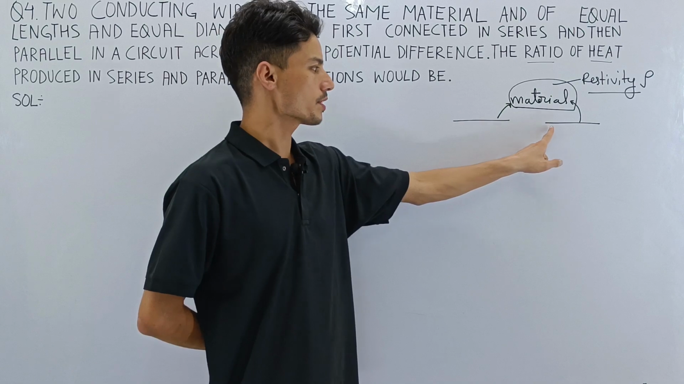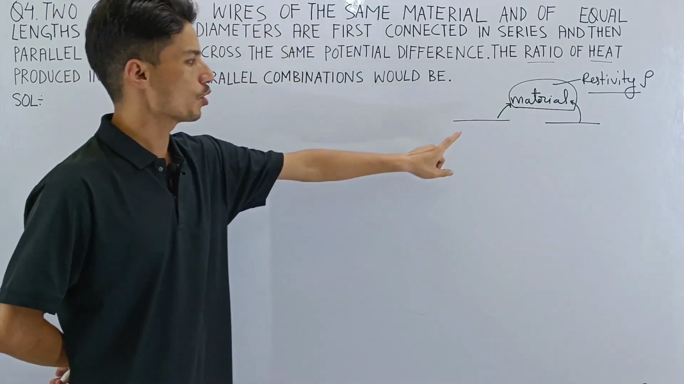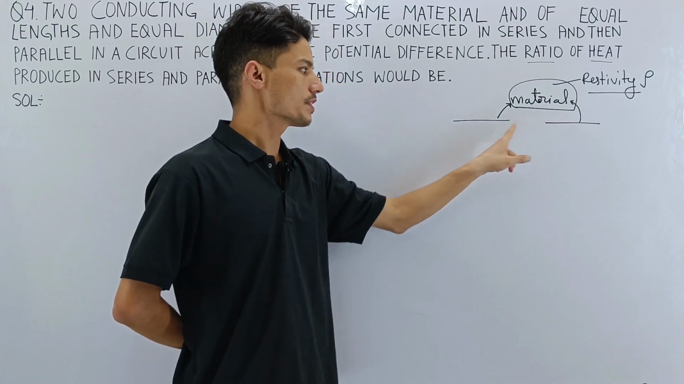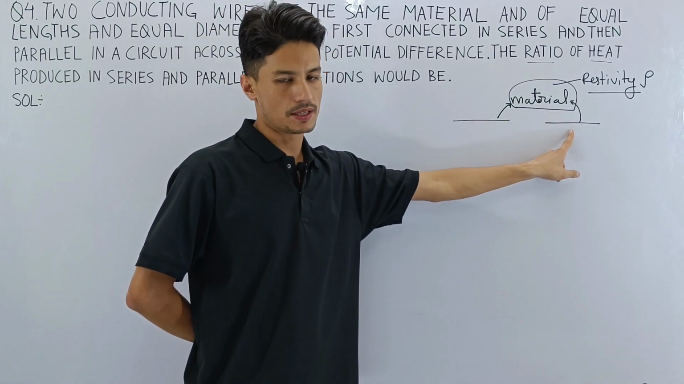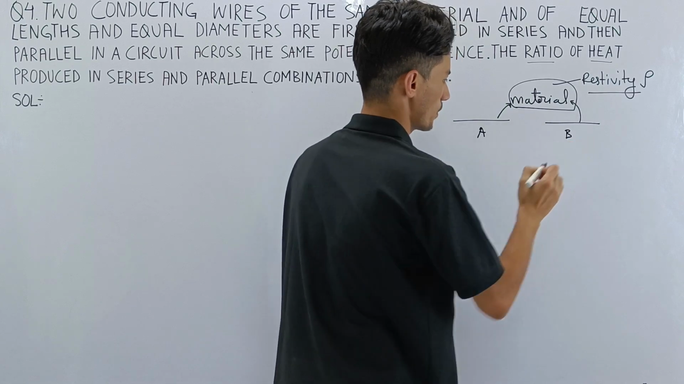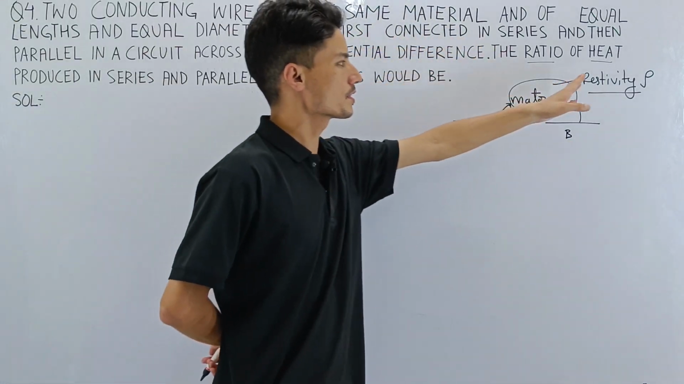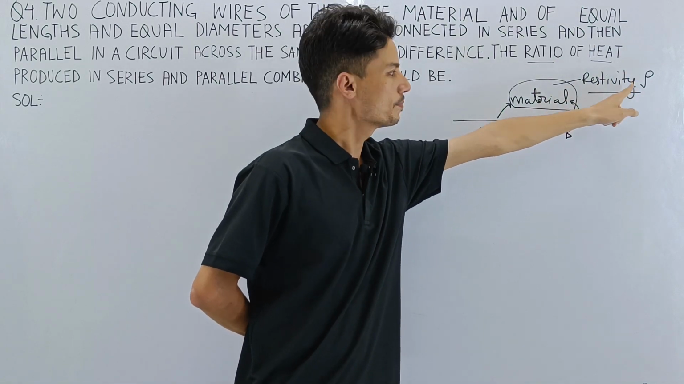So the materials of the two wires are the same. If this is copper, then this is also copper. If this is aluminum, then this is also aluminum. Remember this. Let's give names to the two wires, wire A and wire B. The material is the same, that means resistivity is the same, that means rho is the same.